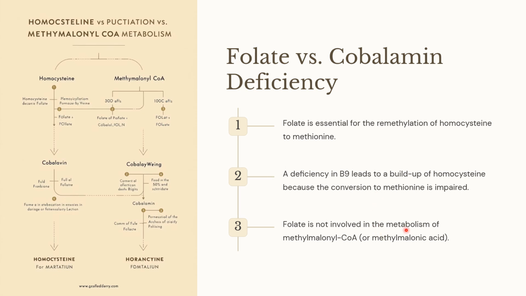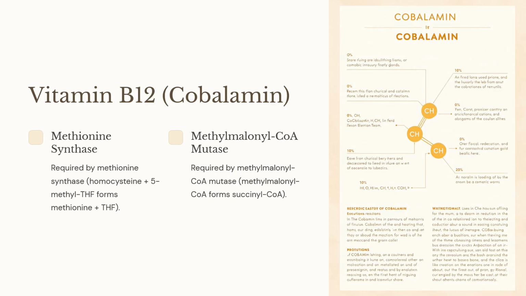But folate is not involved in the metabolism of methylmalonyl CoA, where methylmalonyl CoA, with the help of methylmalonyl CoA mutase, can form succinyl CoA, which is an intermediate in the TCA cycle. For that, we need B12. Hence, in B12 deficiency, both the enzymes will be impaired. Methionine synthase will be impaired because B12 is not there, therefore methionine will not be produced. Similarly, methylmalonyl CoA mutase also cannot function, and therefore succinyl CoA cannot form, and there will be excess of methylmalonyl CoA.